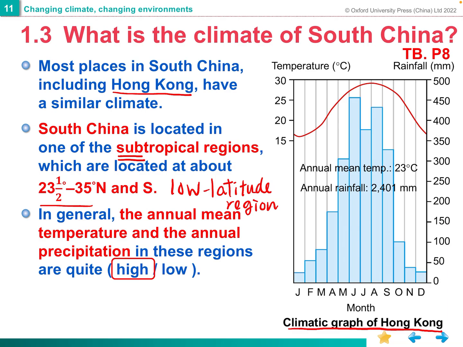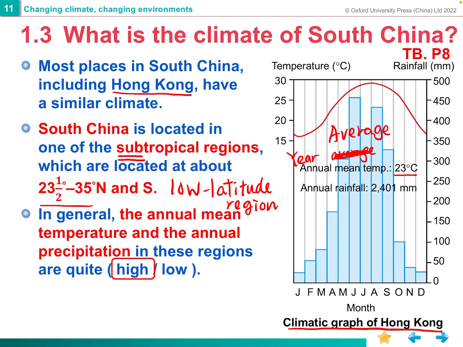The annual mean temperature is 23 degrees Celsius, quite high. Today when I make this video, it said that it's the hottest day in September, so I'm now sweating, I'm very hot. So the average temperature, annual mean means average. The average temperature, annual means year, is 23 degrees Celsius, very hot.